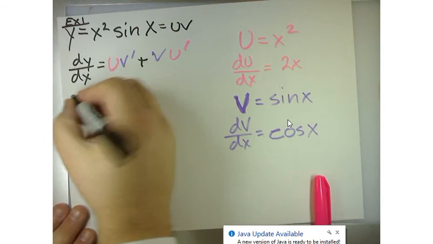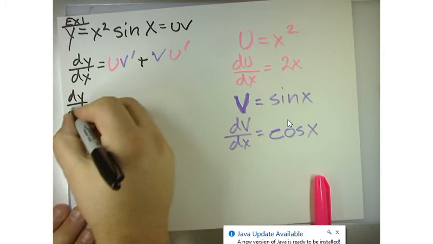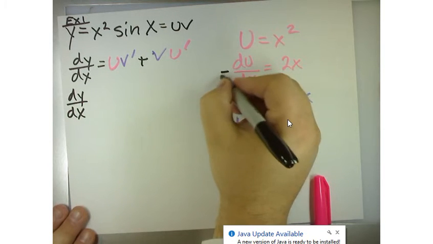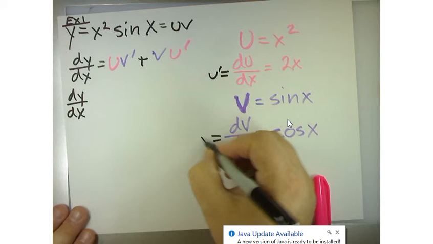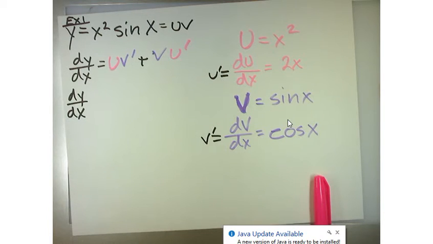So I'm going to say dy dx. Remember, this is the same as u prime and this is the same as v prime, but I want you to get used to the different notations.